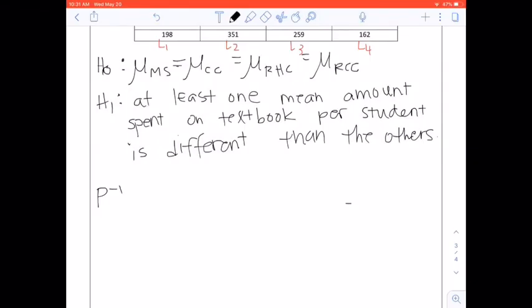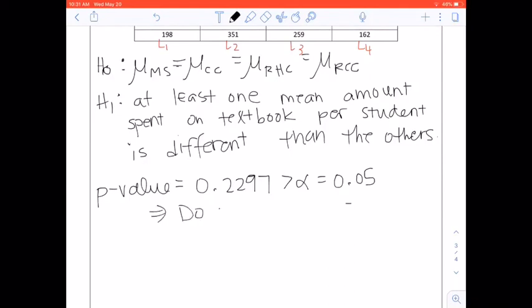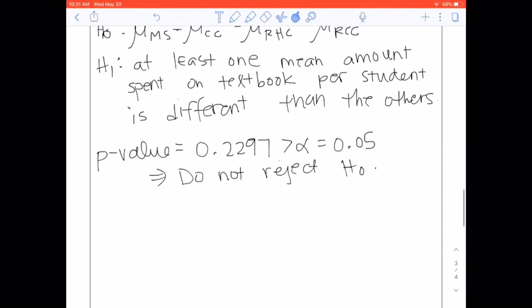We found that the p-value is equal to 0.2297, and this is greater than alpha. Alpha was equal to 0.05 in this problem, and so this means that we do not reject H0. The next thing that we are going to have to do is to write our conclusion.